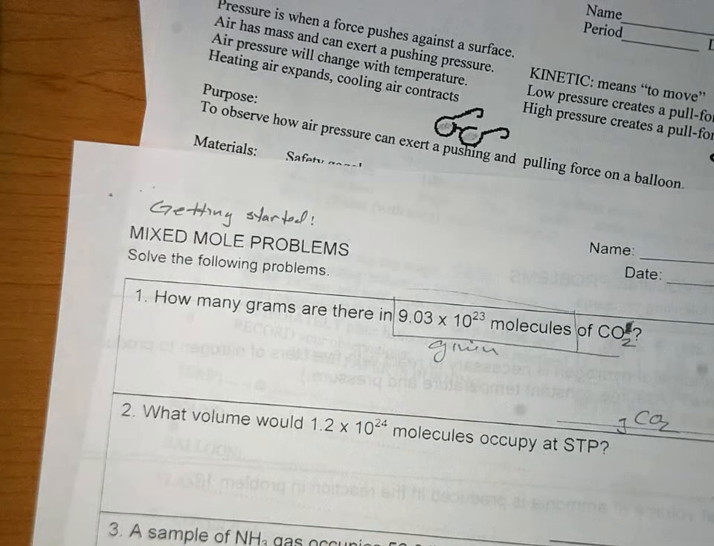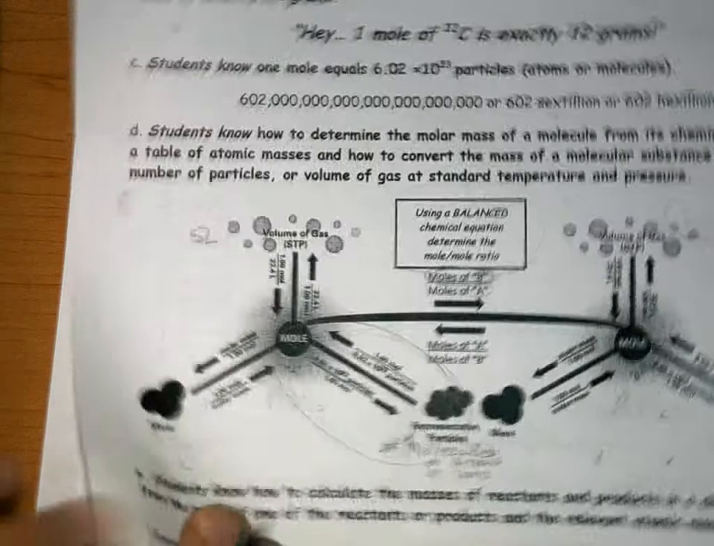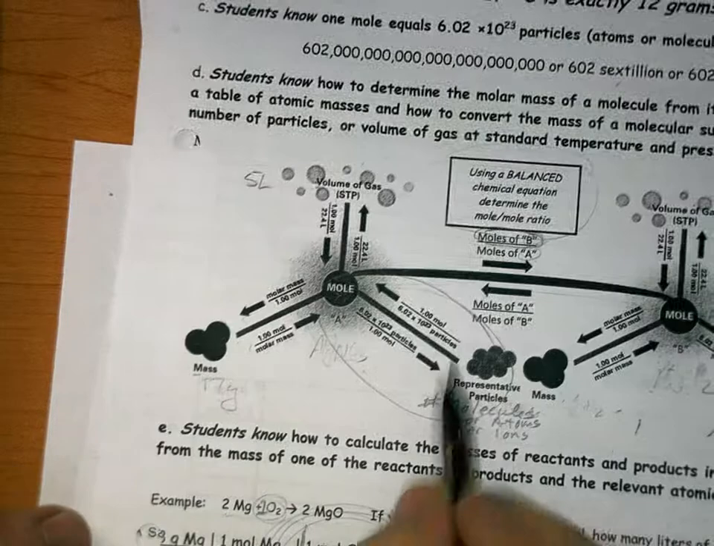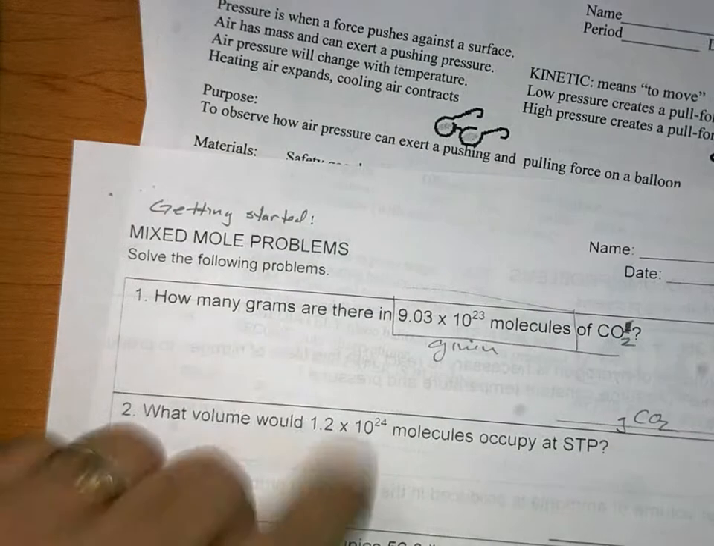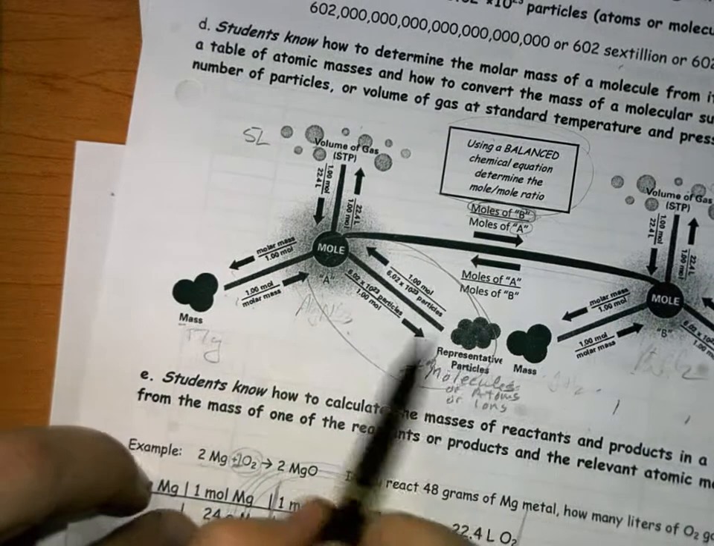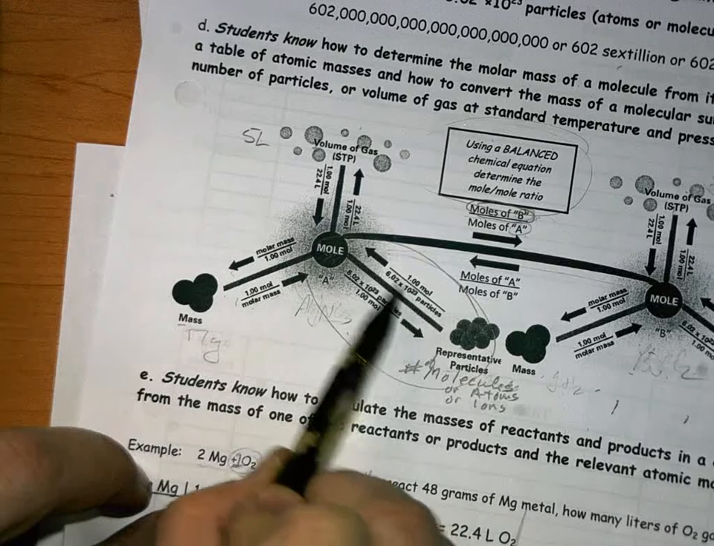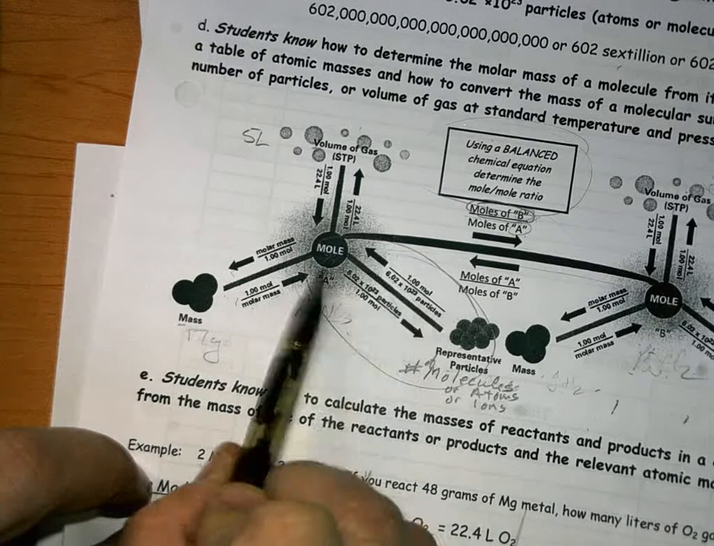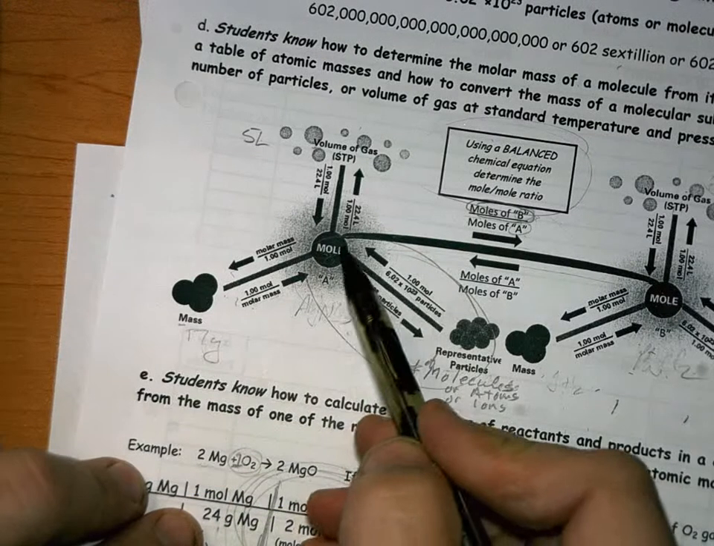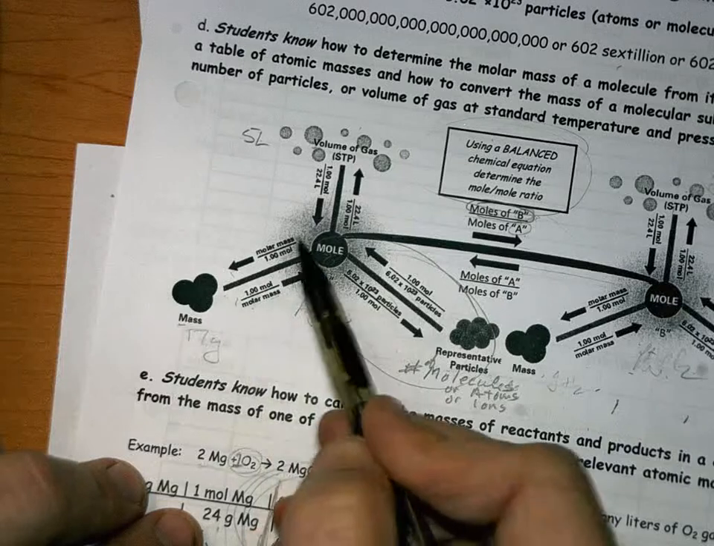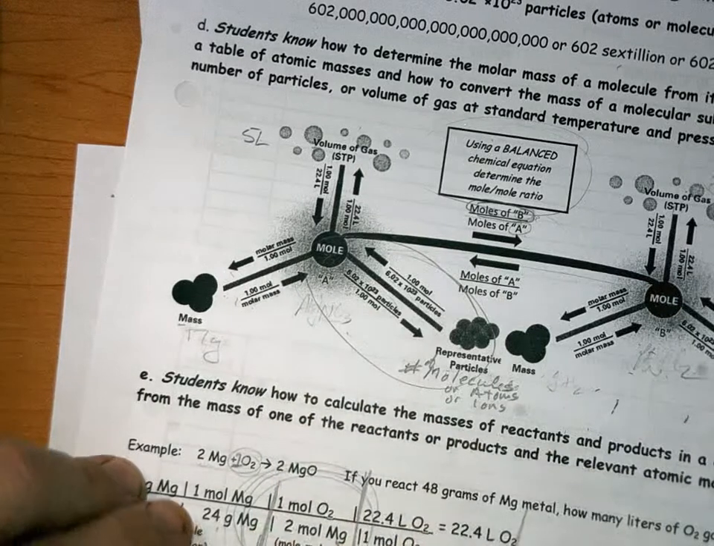So if we take a look over here, I'm going to get this chart back. So we're given number of molecules, and we want to know how many grams that will be. So it's going to be a two-step conversion. We're going to convert number of molecules into moles by dividing, in this case, by Avogadro's number. That'll give us moles, and then we're going to convert that into grams by multiplying by the molar mass of CO2.